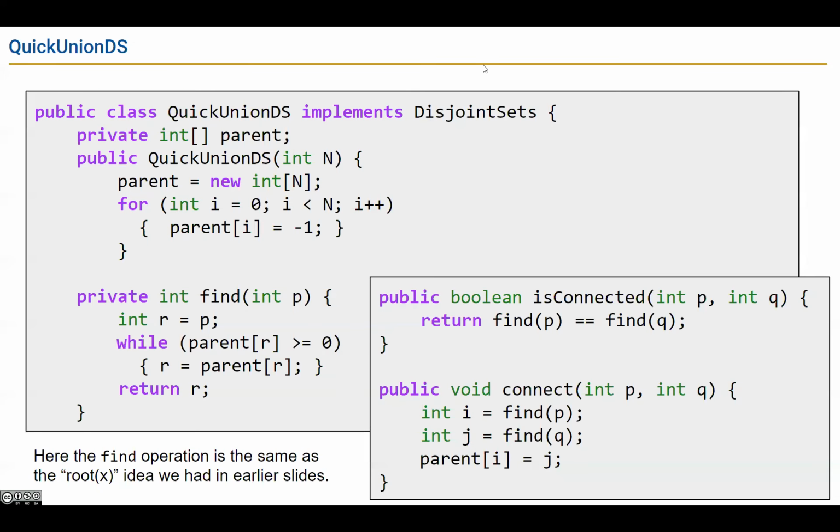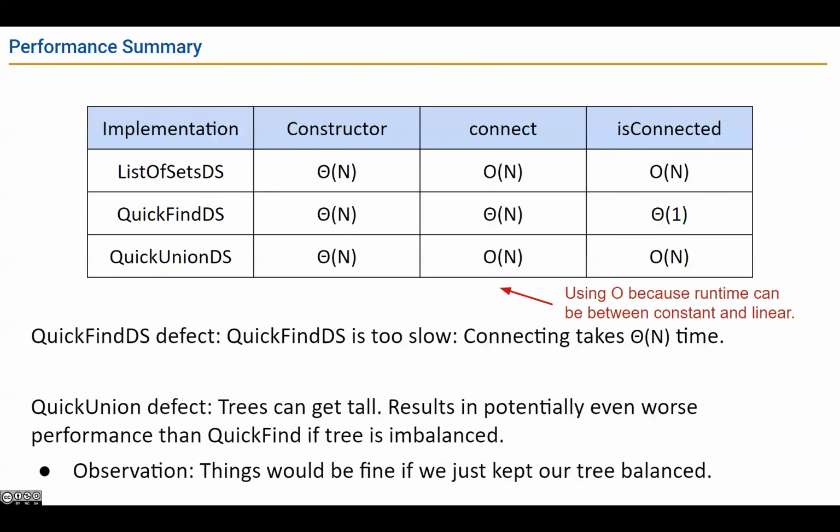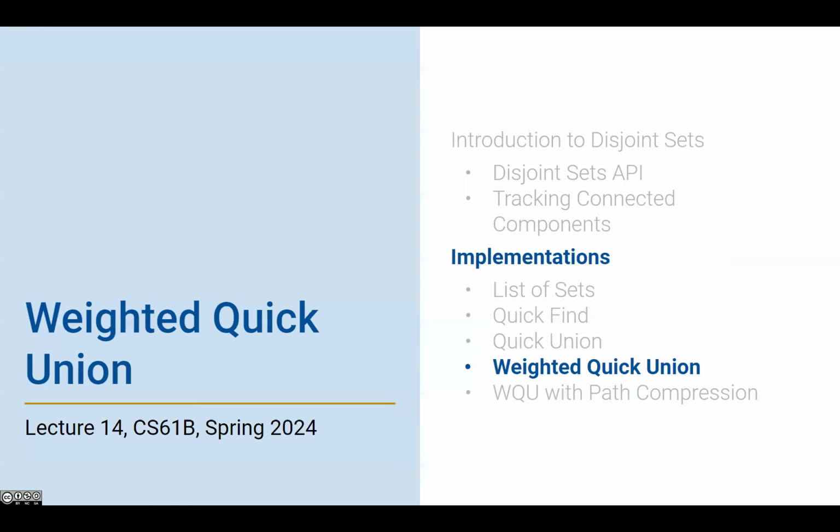Well, that's where weighted quick union comes in. So these were our approaches so far. Then we talked about weighted quick union. This is a fourth different approach to implementing disjoint sets.